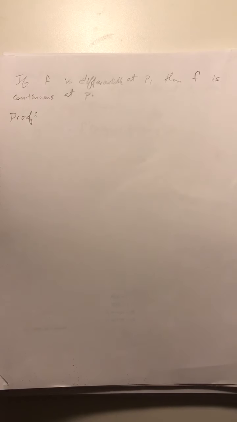So let's start with this following fact. If I have a function that's differentiable at p, then it's also continuous at p. So differentiability implies continuity, and in fact it implies more than that. But if a function is differentiable at p, then it has to be continuous at p. So let's go through the proof.